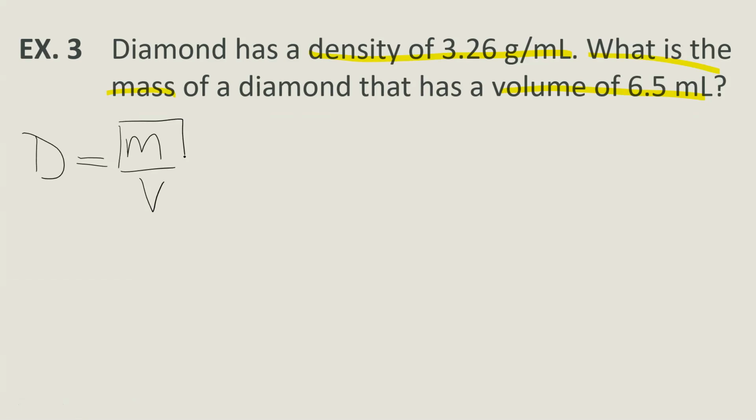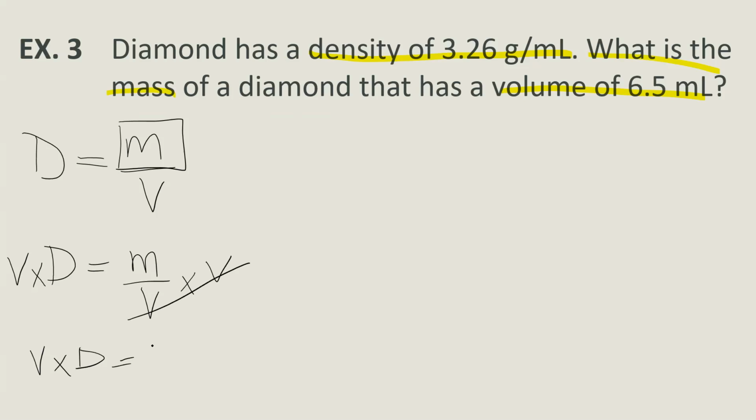So I'm going to put a box around it. This is what I'm solving for. I have to get m by itself. How do I get m by itself algebraically? Well, if I'm normally dividing by volume, I have to multiply both sides by volume, which will cancel out volume on the right, and I'm left with volume times density, or density times volume, equals mass.